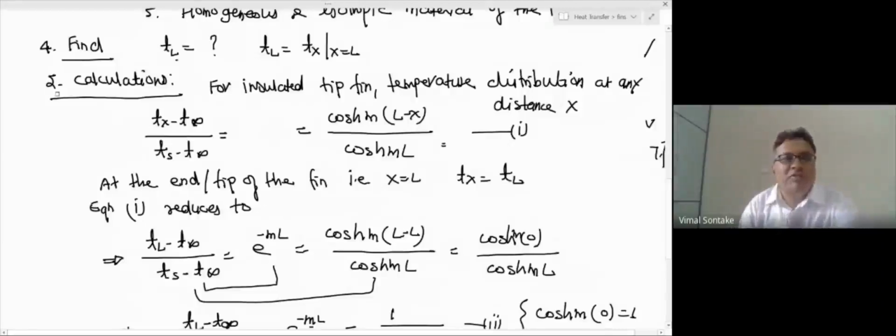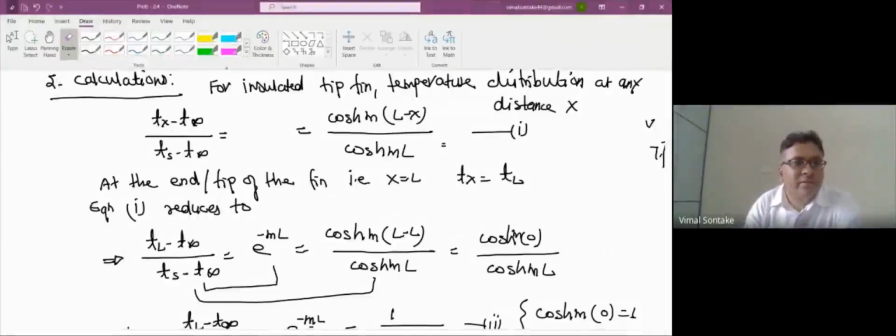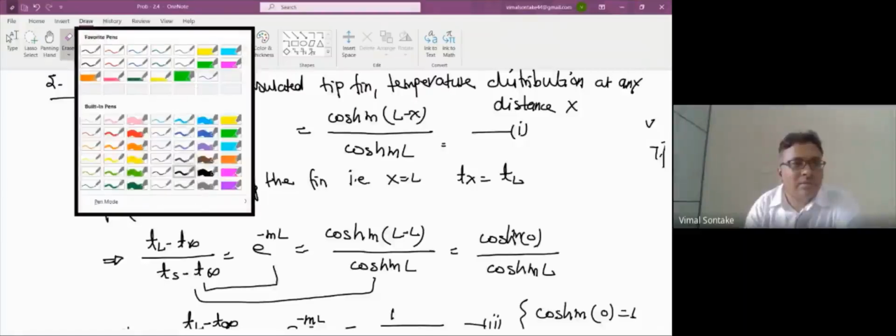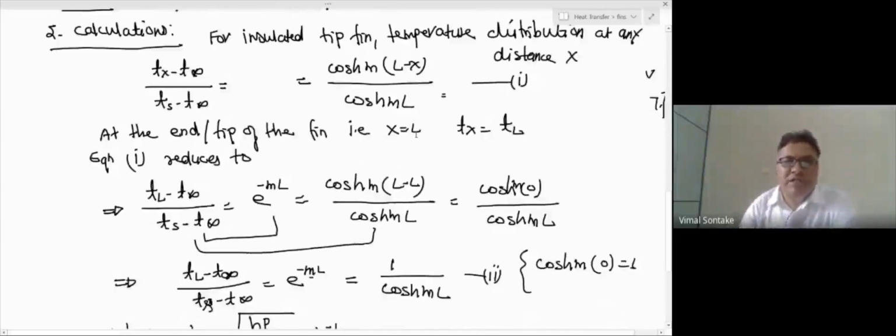First, the formula for temperature distribution for an insulated tip fin is Tx minus T infinity over Ts minus T infinity is equal to cos of hyperbolic m(L minus x) over cos of hyperbolic ml. Okay, this is the formula actually. There is no exponential term. Sorry for the mistake. Now this x can be any distance starting from x equal to 0 to x equal to L, isn't it?